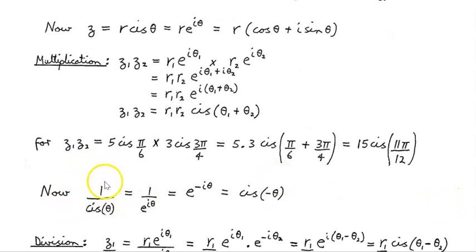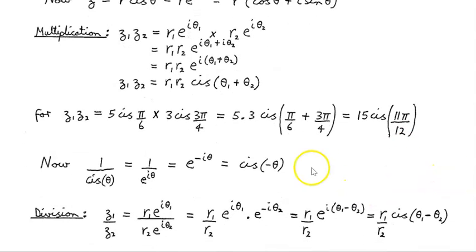The reciprocal of a complex number, in cis theta form, is 1 over e to the I theta. Of course, when we take the exponential upstairs, we have e to the negative of the argument, e to the minus I theta, and that's just cis minus theta. So simply taking the reciprocal just means we change the sign of the angle in the cis theta form.